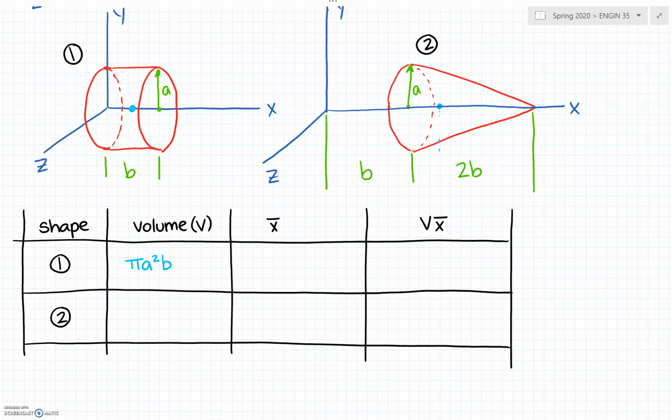The x bar of that cylinder is going to be located in the center of the cylinder. So x bar is going to be b divided by 2. And in this last column, we do the volume times x bar. So we're going to have pi a squared b squared divided by 2.